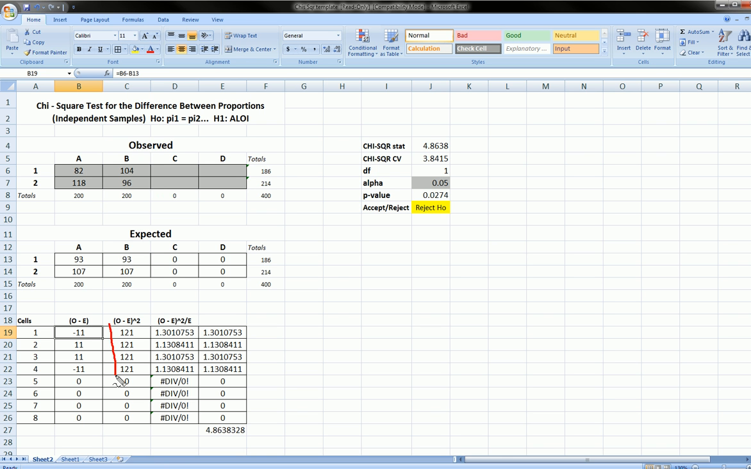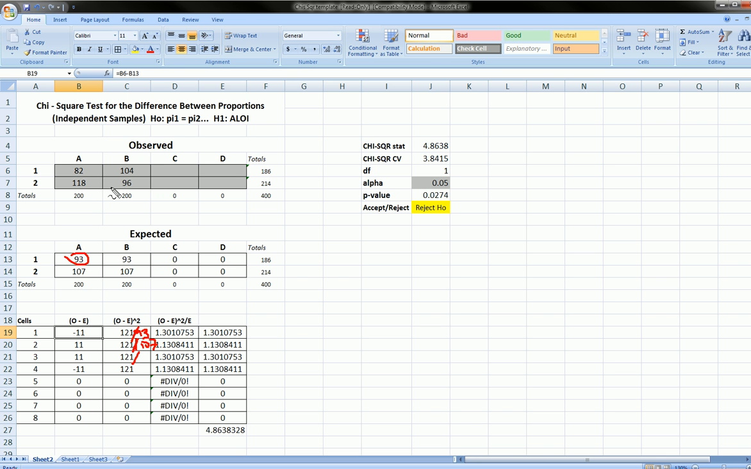Then we square each of these numbers. Squaring makes them positive, and they're all 11, so we get 121. Then we take that number, 121, and we divide it by each one's expected. So this one was 93, so divide this by 93. This one was this one right here, so 107. That's divided by.